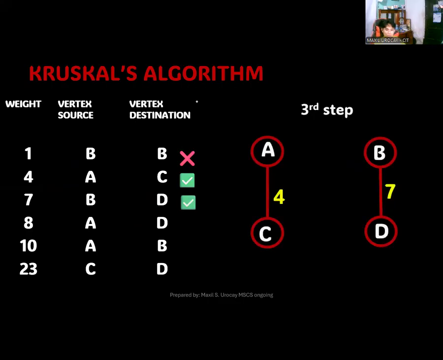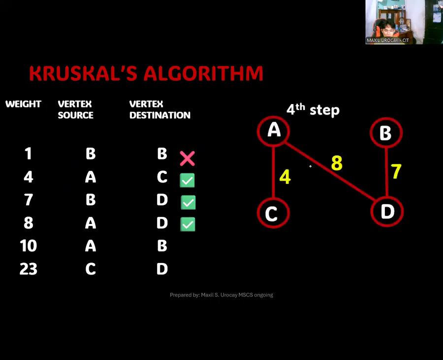Okay, next step is 7, B to D. That is a check because it does not form a cycle. Next step, 8, AD. A to D does not form a cycle, so we can choose that one. So all of the vertices A, B, and D are already connected.